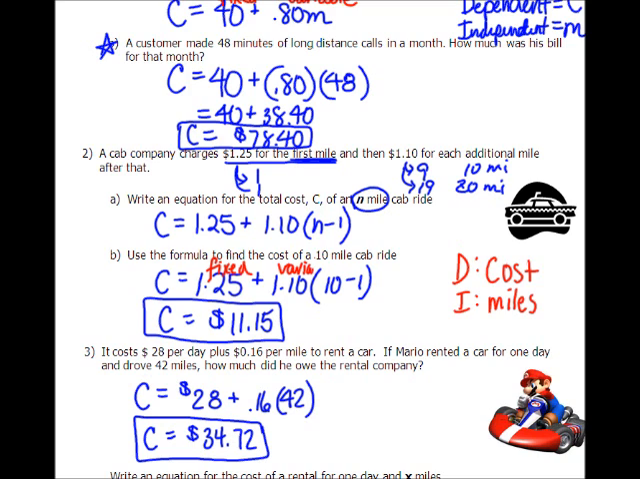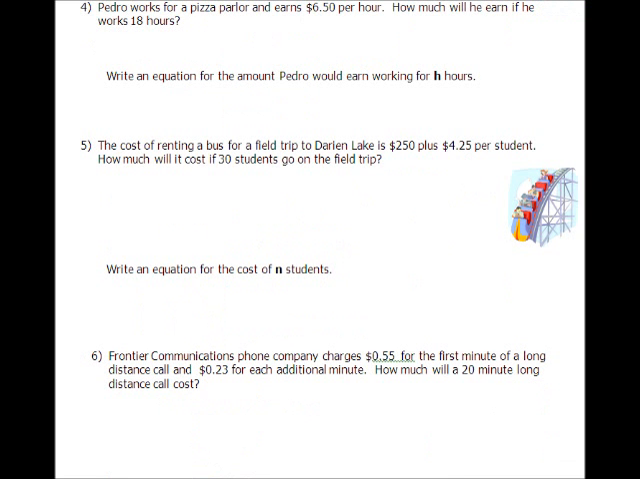Let's go on the back. So read the first question, number 4. Pedro works for a pizza parlor. How much does he earn if he works 18 hours? So, $6.50 per hour. So his earnings are going to be $6.50 times 18, right? You can do the math there.